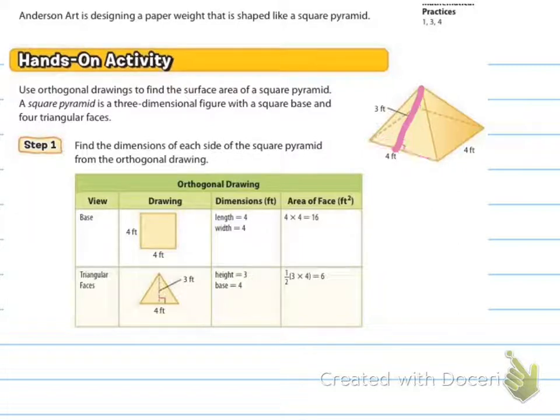Now sometimes they're going to trick you and give you the dimension of this side here and say, okay, well this side right here is 6 feet. You have to know that that slant height right here is not perpendicular to the base. Do you see that angle right there? That is not a right angle.